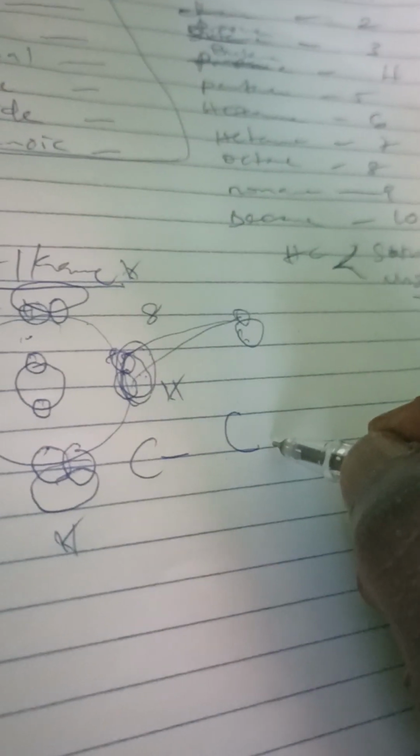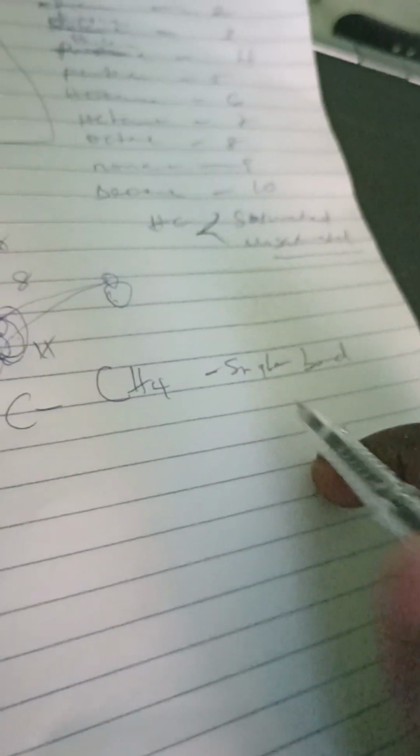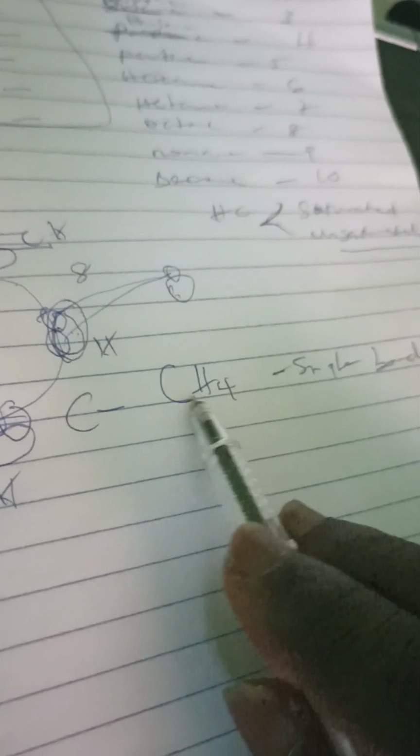So now how many hydrogen will 1 carbon require? 4 hydrogen on a single bond. You remember, this is single bonding. On a single bonding, 1 carbon requires what? 4 hydrogen for it to be stable.